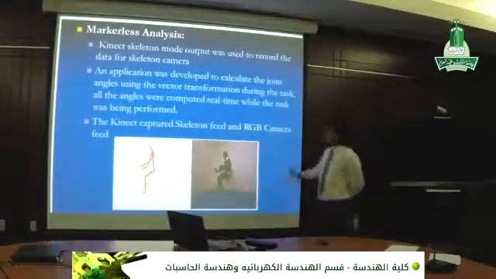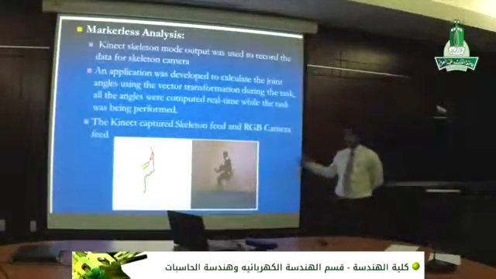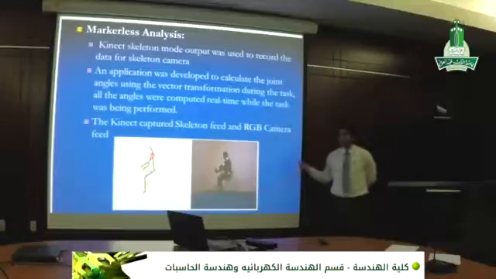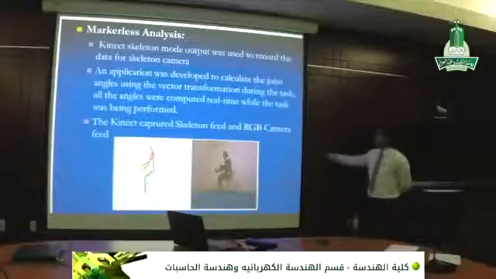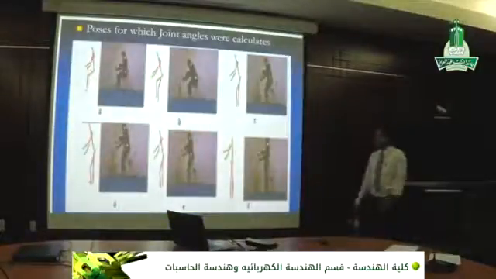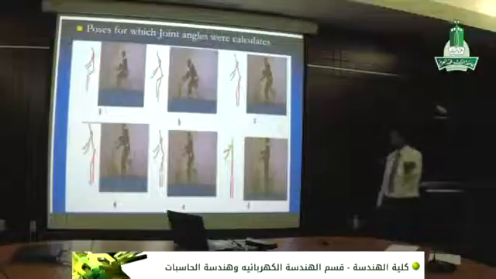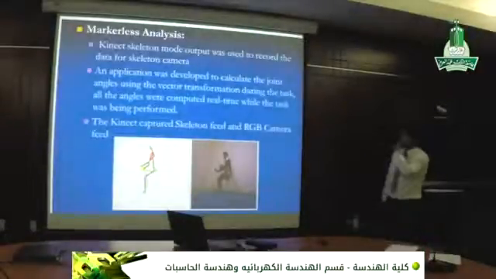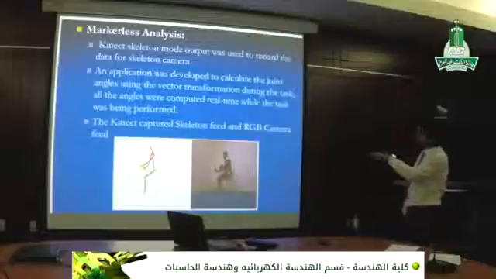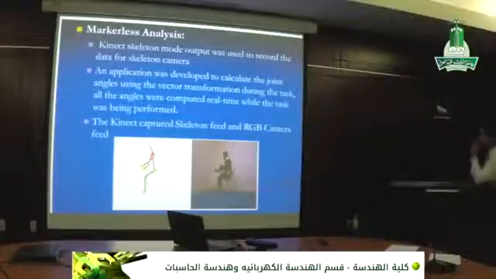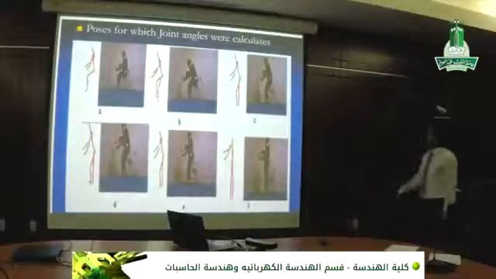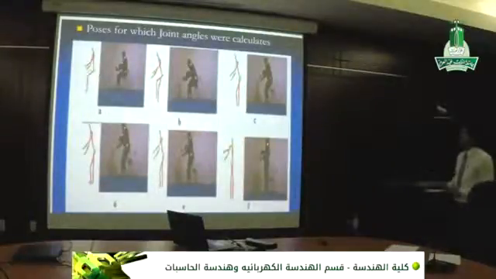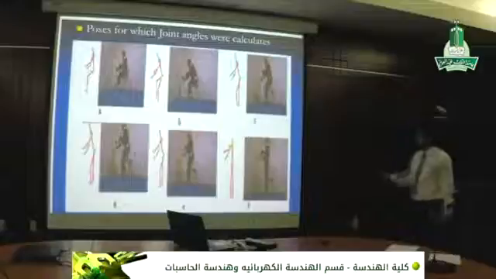For the markerless analysis, we use the skeleton feature. The developed application was used to calculate the joint angles using vector transformation during the task, and all the angles were computed in real time while the task was being performed. Both the features were simultaneously recorded by the Kinect camera. These are the 6 features for which the joint angles were calculated: A, B, C, D, E, F.